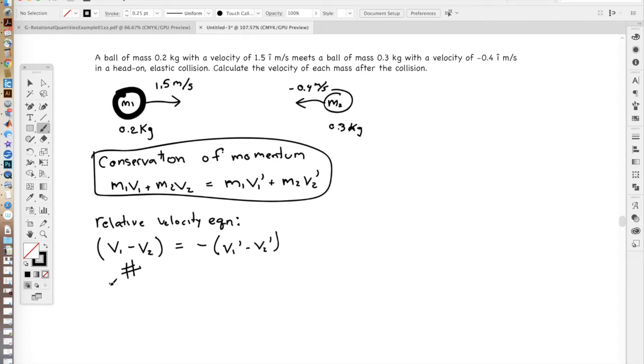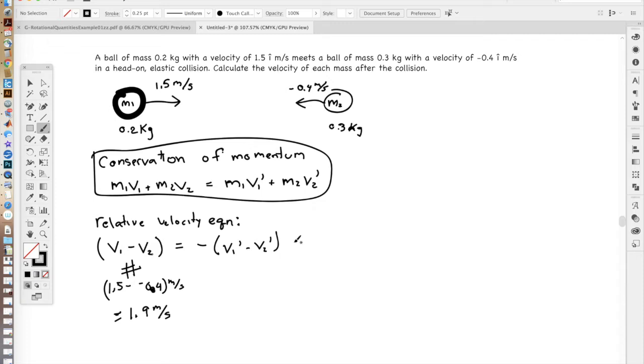This is 1.5 minus minus 0.4 meters per second, which is equal to 1.9 meters per second. Okay, so they're approaching each other at 1.9 meters per second. But I'm just going to write that as a pound sign, number.